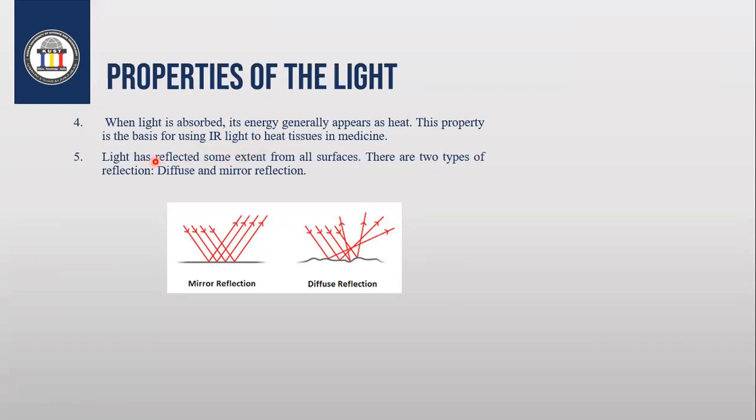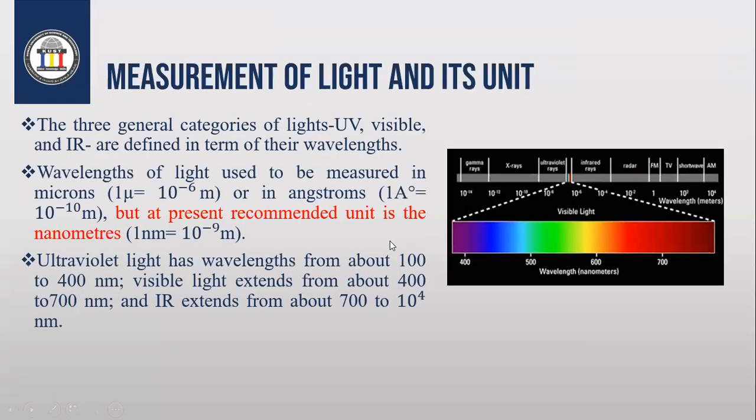There is another property: the light is reflected to some extent from all surfaces. We have 2 types of surfaces. We have the mirror surface, which is uniform. When the light comes in, it will be totally reflected, so this is uniform or mirror reflection. The diffuse one is when the light comes in and is scattered in different directions. This is the diffuse reflection. So these are the types of reflection that we have.